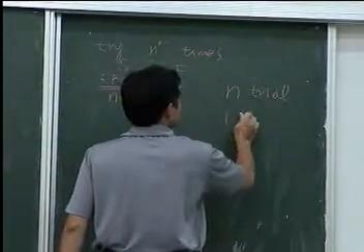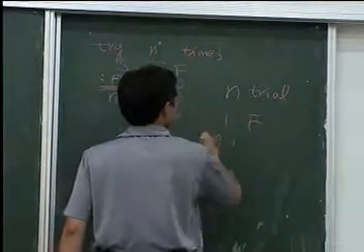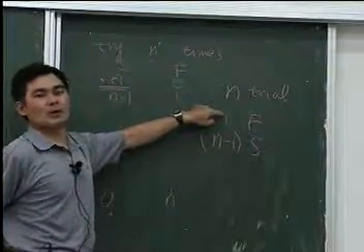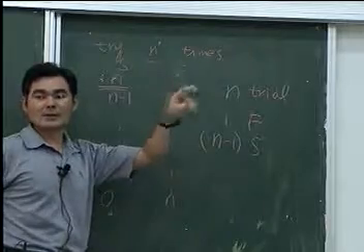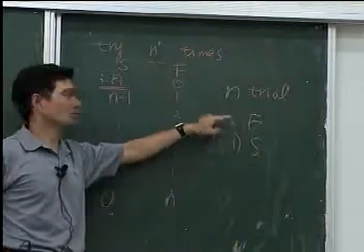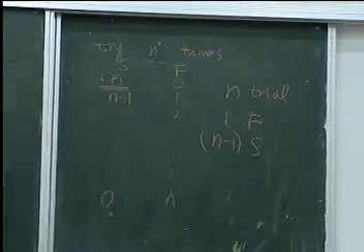1 failure, 1 F, and n minus 1 successes. If it is the first one that you get a failure, that's one possibility. If it is the second one you get a failure, that's another possibility. So how many possibilities can you get? n possibilities. The same thing here.